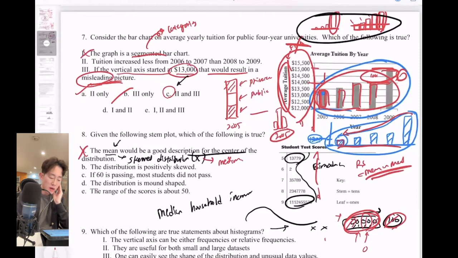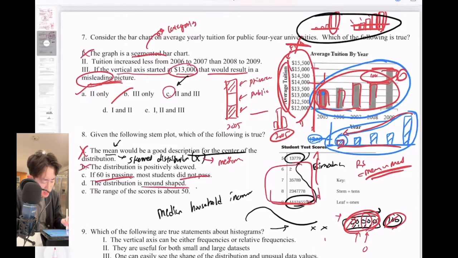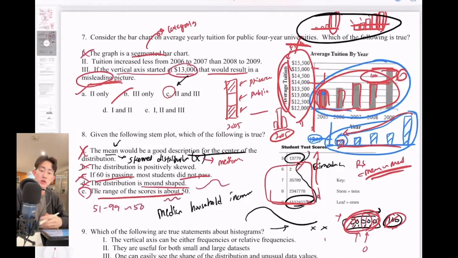The distribution is positively skewed. I don't believe so because it's bimodal. If 60 is passing and most students did not pass, that's all above 60. So I think the vast majority of the students will pass. The distribution is mound-shaped. Mound-shaped means this, but we have two mounds, so no. So the answer should be E. The range of the scores, yes, it goes from 51 to 99, so it's about 50-ish, right? So therefore, it's going to be E for this one.